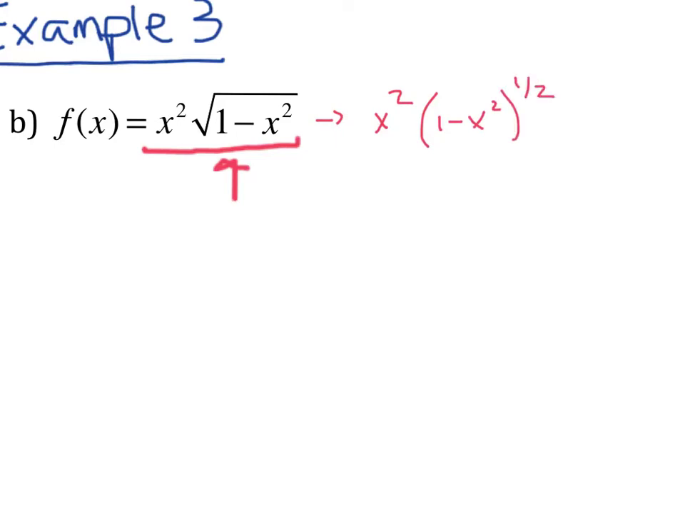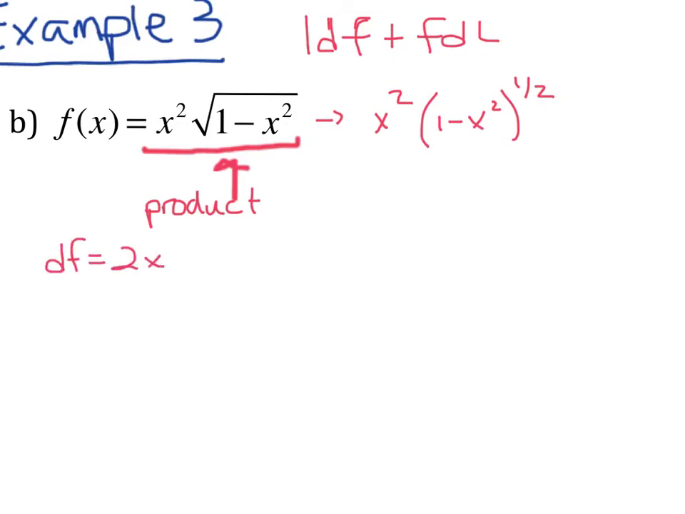Okay, now since I am doing the product rule, I need to find LDF plus FDL. So the last, I need to do the derivative of the first, which is 2x, and the derivative of the last is going to be where that general power rule comes into play. So I'm doing the derivative of this part right now.